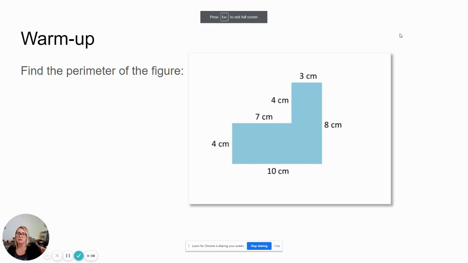We are going to start by doing the perimeter of this figure. So go ahead and find the perimeter of this figure.